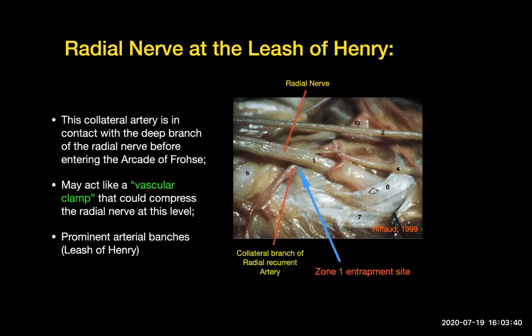So before you go into the supinator muscle, the area where the deep branch of the radial nerve goes in, we call that the arcade of Frost, and you can move proximally, then look for the nerve right there at the leash of Henry, and this is exactly the site where that is located.